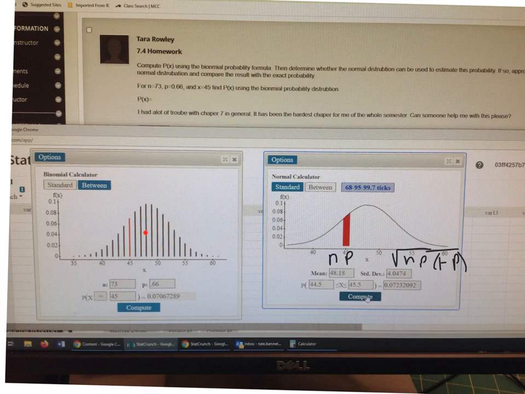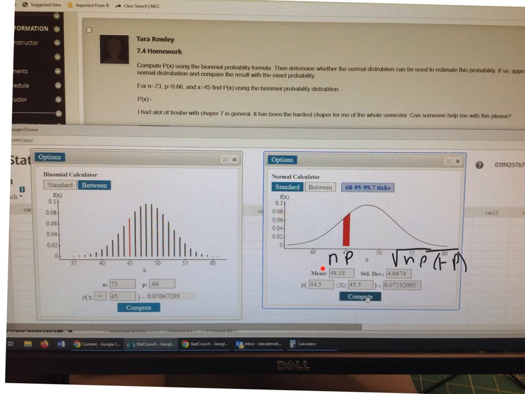So your sample size is 73, p is 0.66, and X is 45. The probability X is 45. You just click compute, it gives you a very precise answer, and this is from chapter 6, so this is a very exact answer. Now we want to approximate it with the normal calculator.